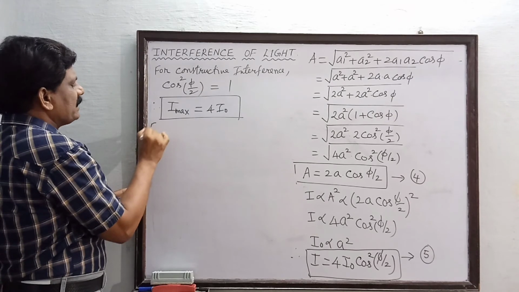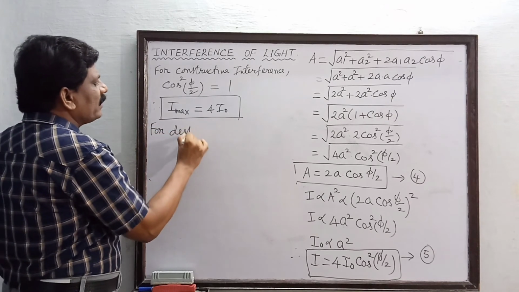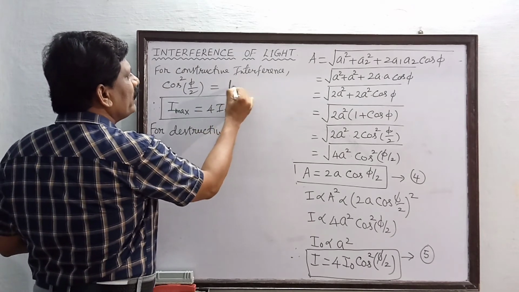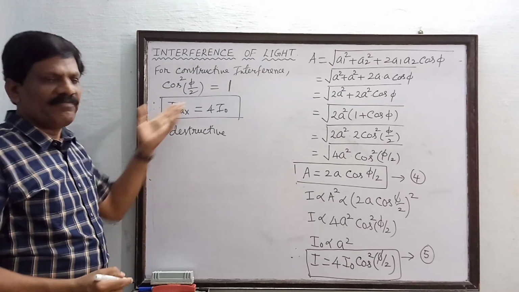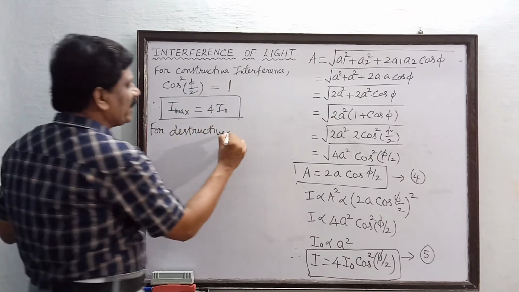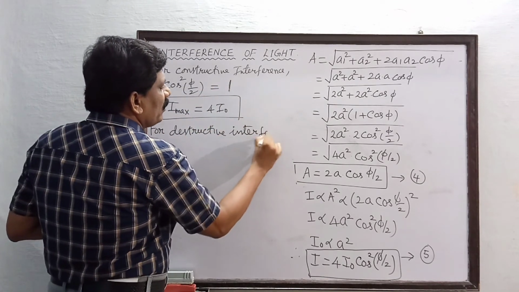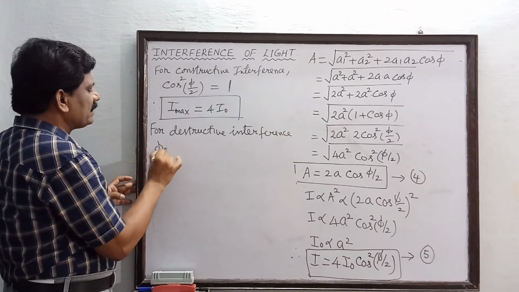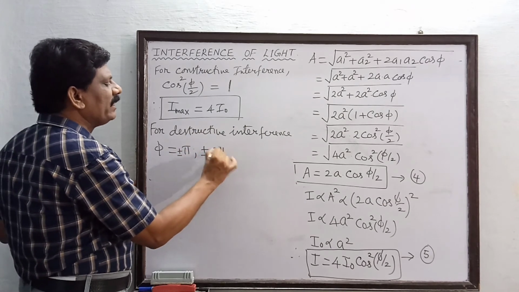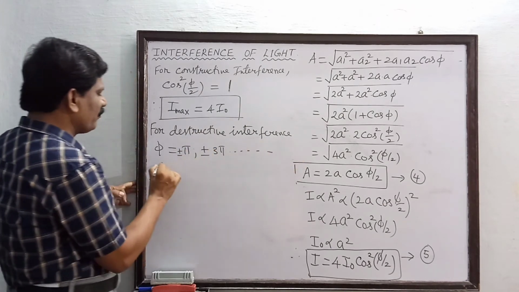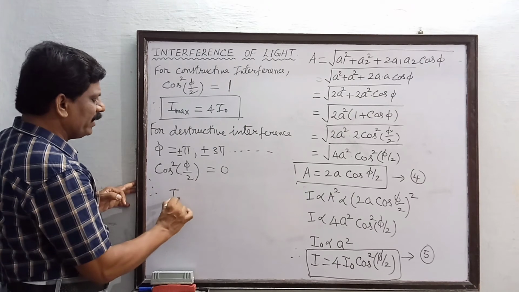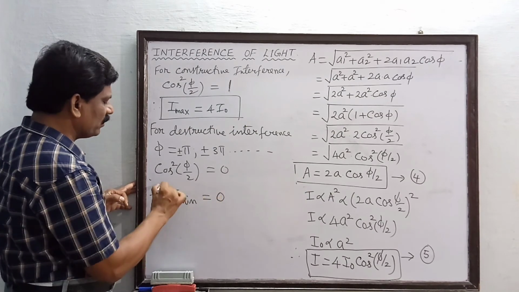The next condition is for destructive interference. Why is this term equal to 1 for constructive interference? Already I have told you that phi is equal to 0, or even multiples of pi. Therefore this term is equal to 1. Similarly, for destructive interference, phi is equal to odd multiples of pi: plus or minus pi, plus or minus 3 pi, plus or minus 5 pi. Therefore, what is this bracketed term? Cos square phi by 2 will be equal to 0. Therefore I minimum is equal to 0.